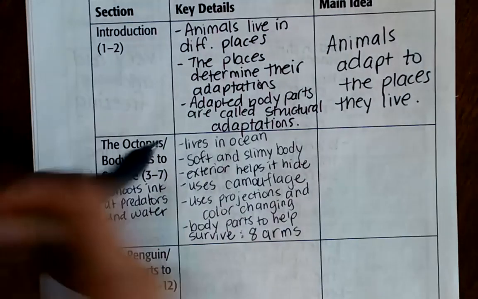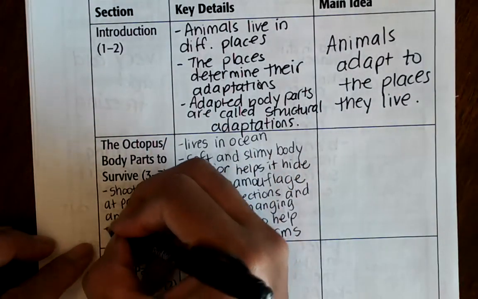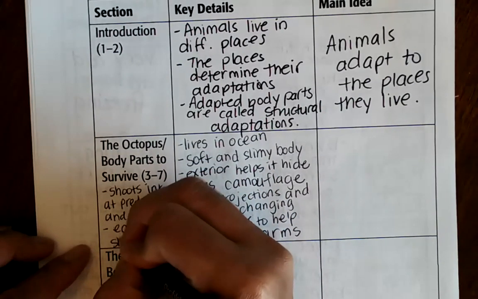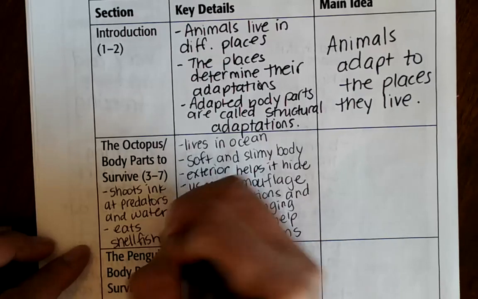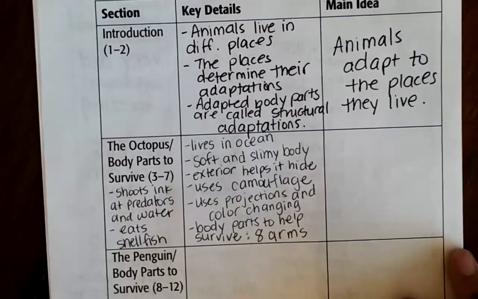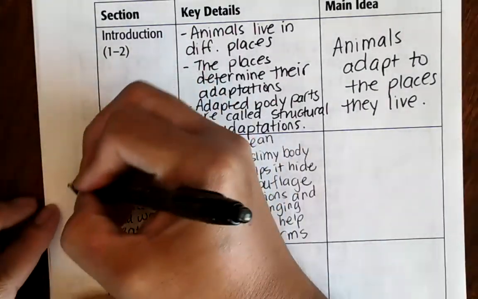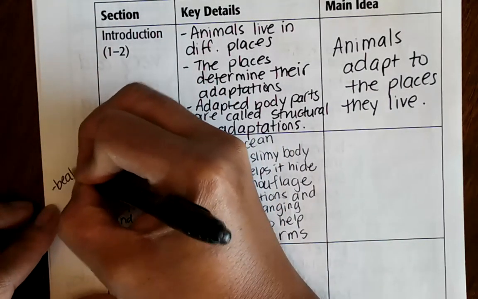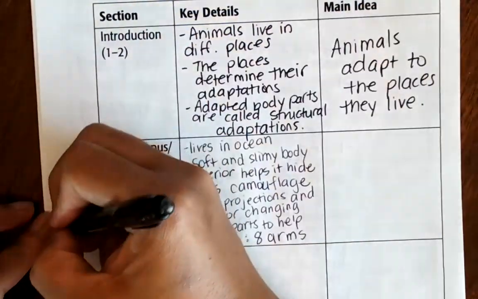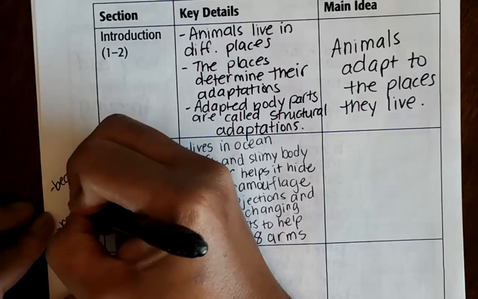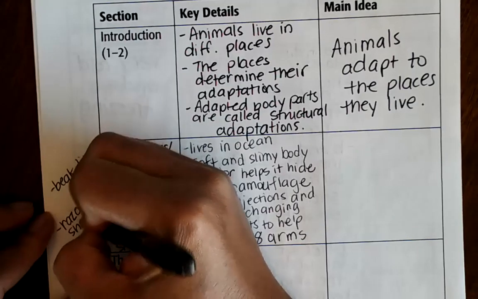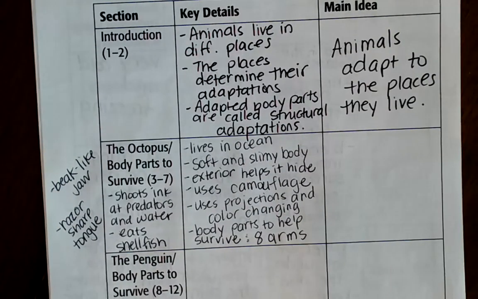Okay, so here's what we know. We have the octopus mainly eats shellfish. That I got. And we can add in its beak-like jaw and that it has a razor-sharp tongue. So I'm going to put beak-like jaw. I have to write out here with a razor-sharp tongue. Those are all some pretty important details that I think I want to include about the octopus.